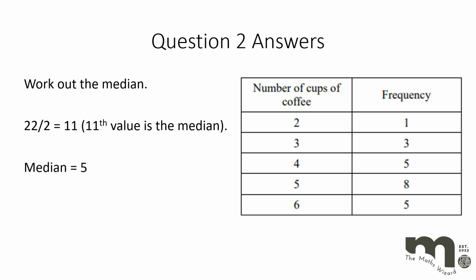What that means in this context is the median is going to be 5. The reason it's 5 is because we've got one value here. If we add on this one, add on 3, we get 4. So the first 4 numbers are either 2 or 3. If we add on the 5, we get 9. So the first 9 numbers are either 2, 3 or 4. But then when you add this 8 on, you get to the 17th value. So the 11th value has got to be here.